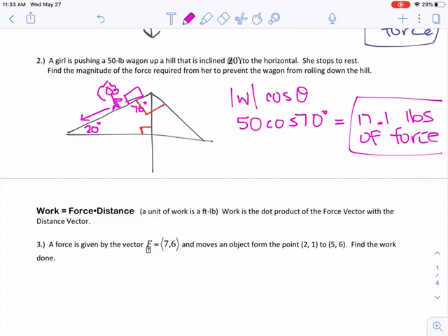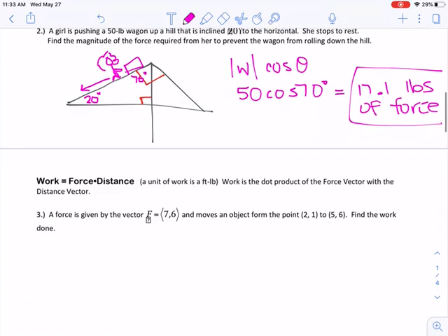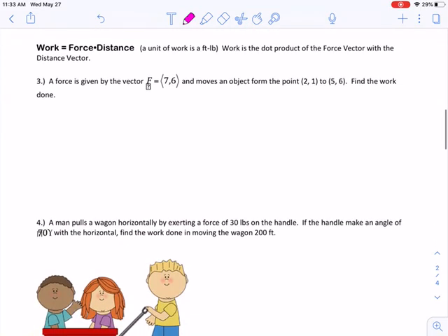Now let's take a look at work. Work is the dot product of a force vector with a distance vector. So I'm going to multiply my force vector with my distance vector. I'm going to find their dot product.